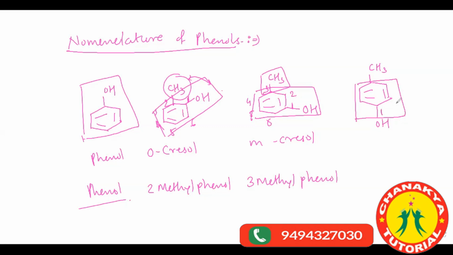Right? And if you see, this is a phenol. So numbering will start from here. 1, 2, 3, 4, 5, 6. Correct? At the fourth position, your CH3 group is there, and hence the name is 4-methyl phenol. Clear?